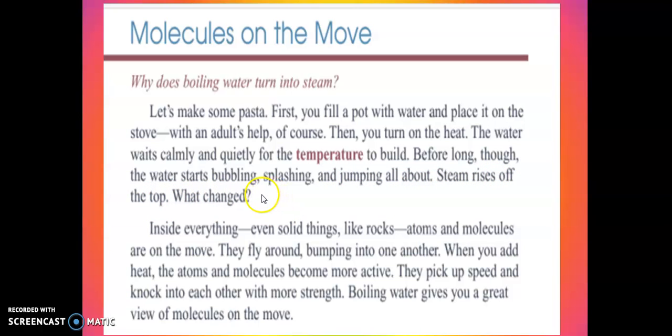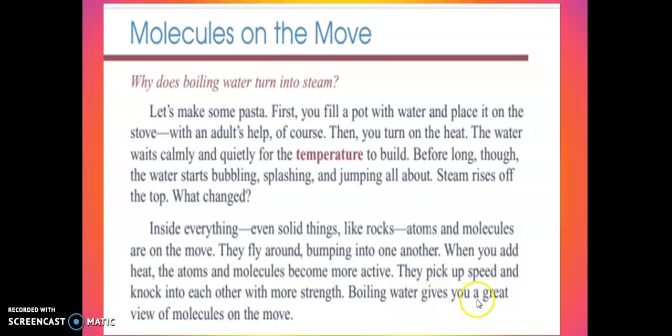What changed? Inside everything, even solid things like rocks, atoms and molecules are on the move. They fly around, bumping into one another. When you add heat, the atoms and molecules become more active. Active. They pick up speed and knock into each other with more strength. That means strong, right?